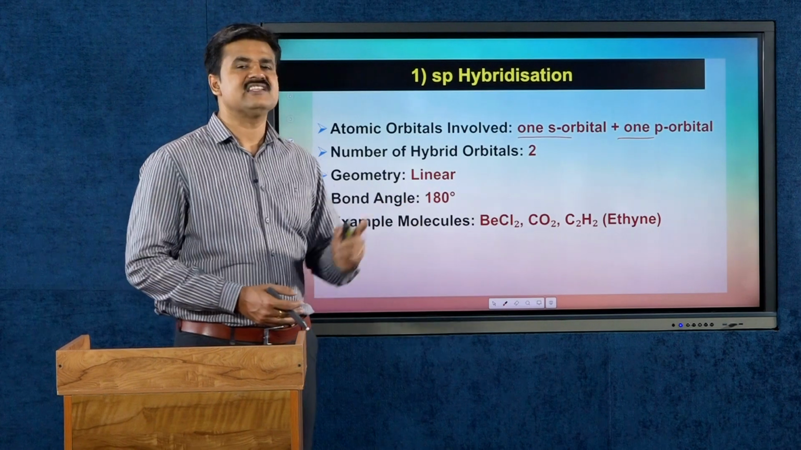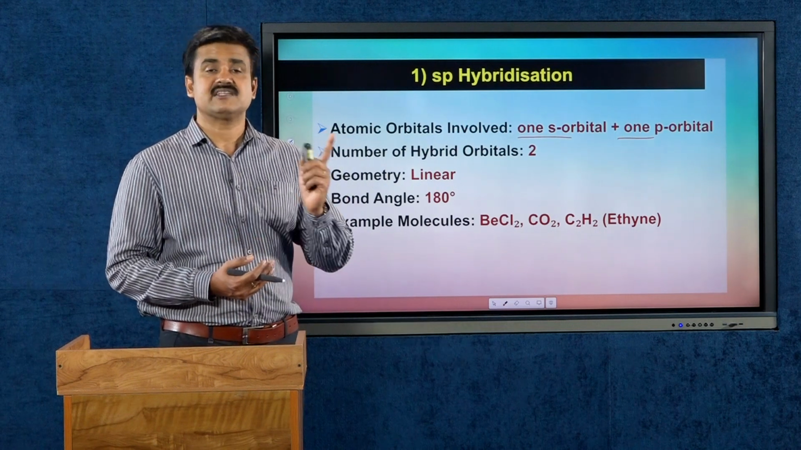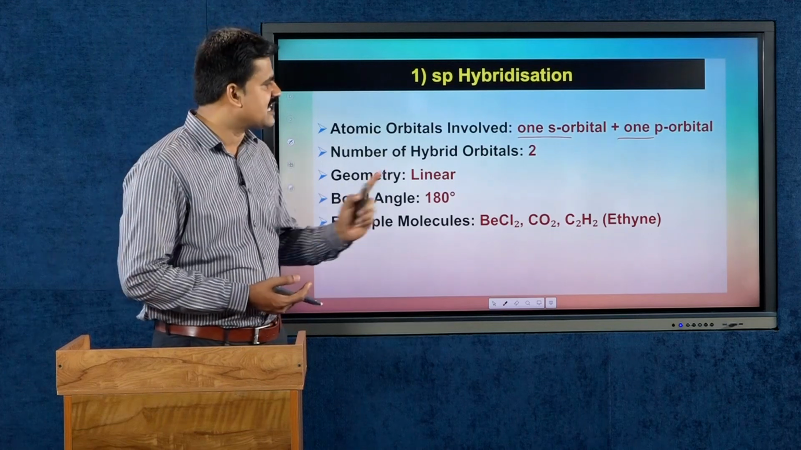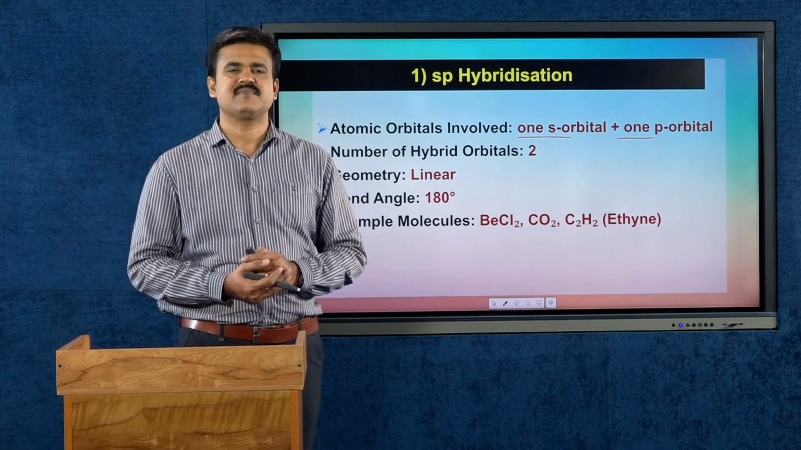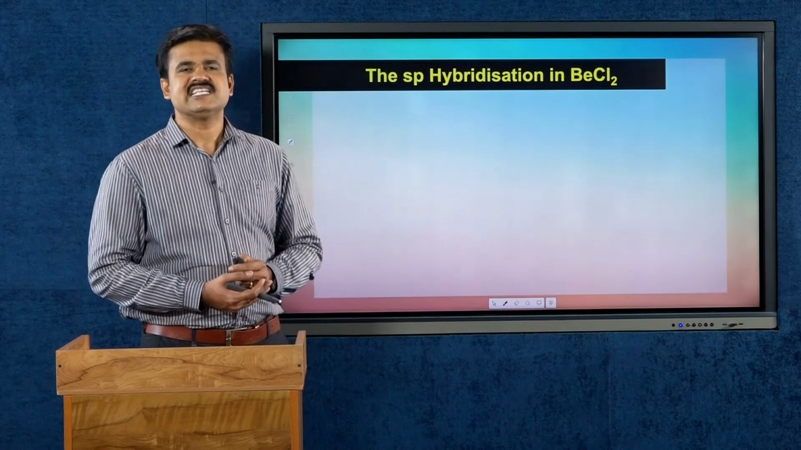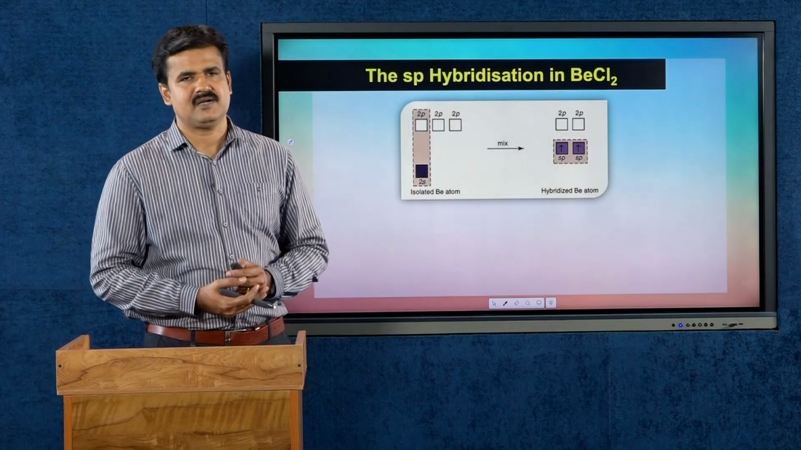Some are here: beryllium chloride, carbon dioxide, C2H2 or ethyne. In beryllium chloride, the central atom beryllium exhibits sp hybridization. In CO2, the central atom carbon shows sp hybridization, and in ethyne, the central atom carbon exhibits sp hybridization. Now we are discussing the sp hybridization in beryllium chloride as a representative example.